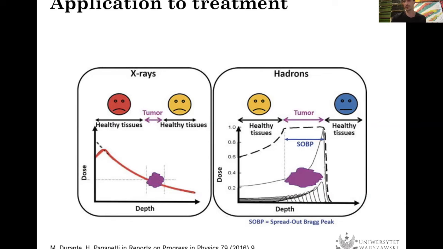In the case of hadrons that are protons and heavier nuclei, so carbon, oxygen, and so on, you will have a smaller deposit before the tumor, so in the healthy tissue before the tumor, and then very little deposit after the tumor. This is mostly because the mechanism in which the hadron and the X-ray are interacting with the matter is very different. So then, playing with the energy of the beam of these hadrons, you can scan the full tumor. So you can have the maximum energy deposit, that is called the Bragg peak of the protons, at different positions depending on the energy of the beam, and so scan the full tumor.